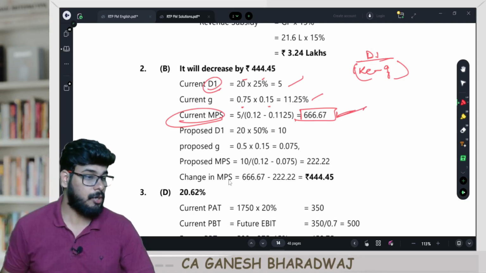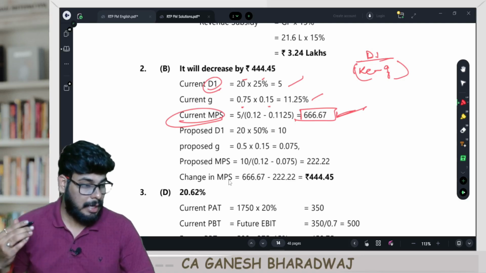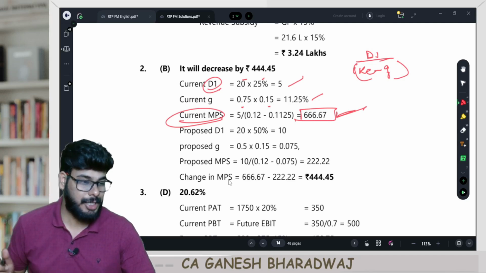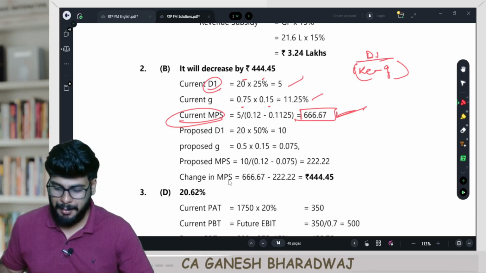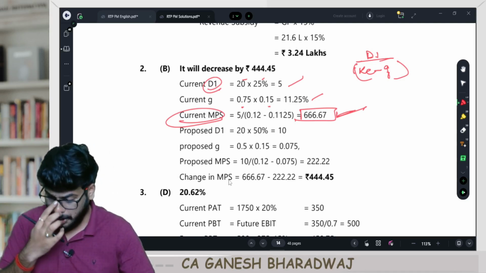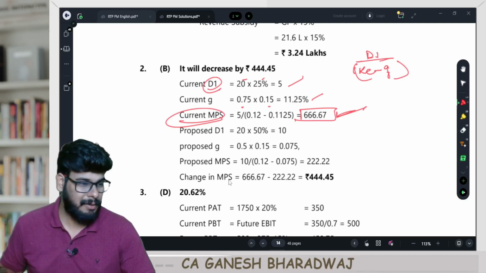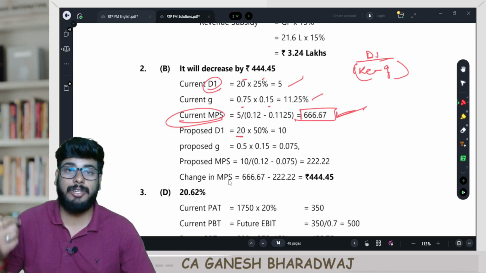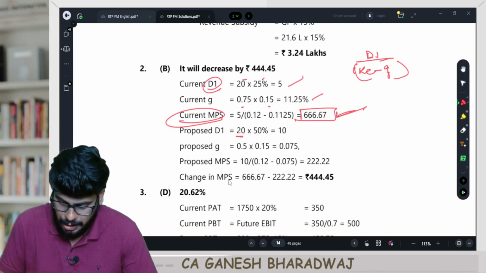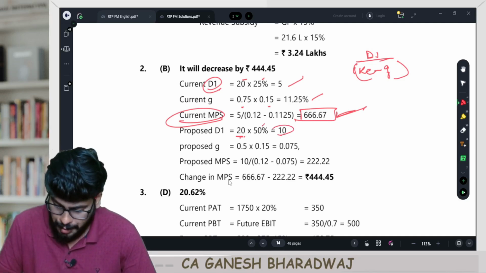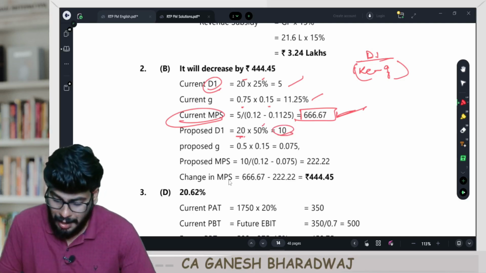Now, what have they given in the question? Now, the company is planning to increase its payout ratio to 50%. What will be the impact of this change on the equity price, the market price of every single equity share? Now, how will you do this? Now they have given what is going to be the new D1. 20 rupees is the EPS. The payout ratio is increased to 50%. So D1, that is your new EPS into your payout ratio, is going to be how much? 10 rupees, right?